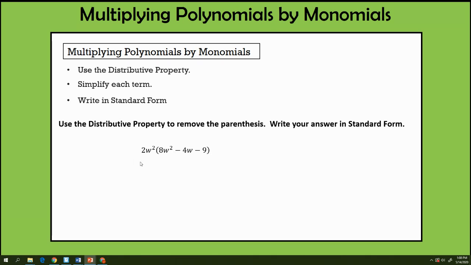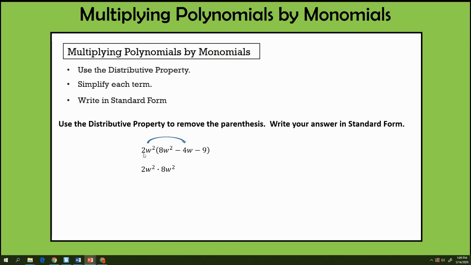So this is our monomial, 2w squared. And we're going to multiply our monomial by this polynomial, which has 3 terms in it: 8w squared, negative 4w, negative 9. So this is the polynomial times a monomial. It is really just distributive property. So let's take a look at it. We're going to take our 2w squared and multiply it by the first term. So that's 2w squared times 8w squared.